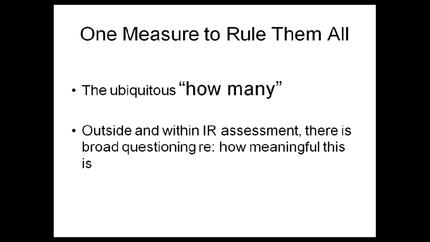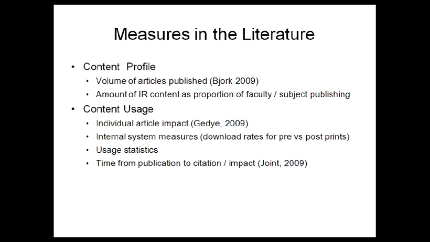So what I'm going to do now is go over a few different examples of measures that are in the literature. We have very loosely grouped them into some categories here. So content profile is one of them. That comes back to things like the one measure to rule them all, the volume of articles published. We've seen other things that talk about how much of your IR content represents the proportion of your faculty's total publishing, or how much open access literature there is in a particular discipline.